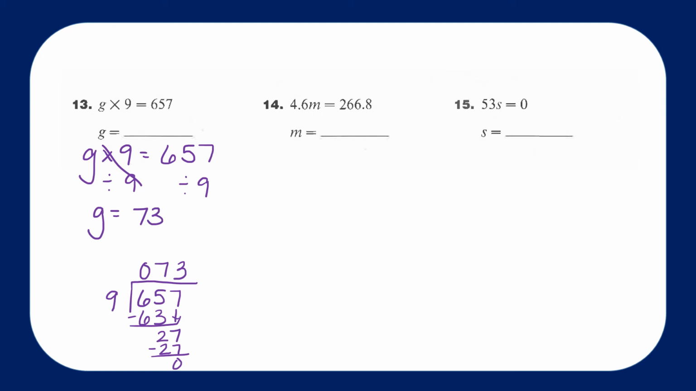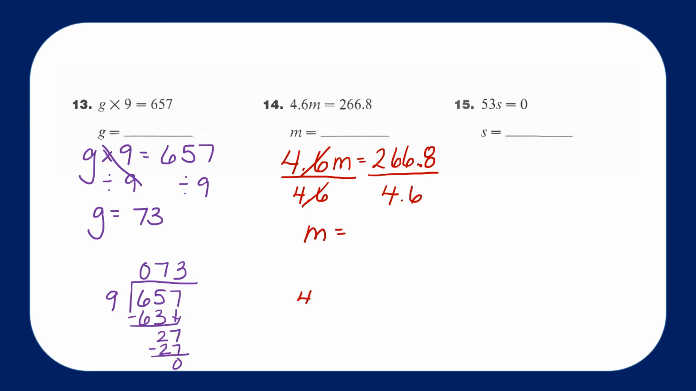Question number 14. 4.6 multiplied times m equals 266.8. I'm going to divide by 4.6, divide by 4.6. Cancel each other out. M equals 266.8 divided by 4.6. Now we're going to move the decimal place over once, move the decimal place over once.